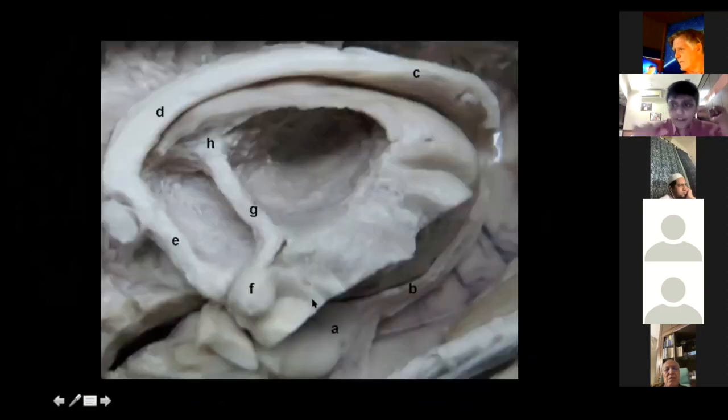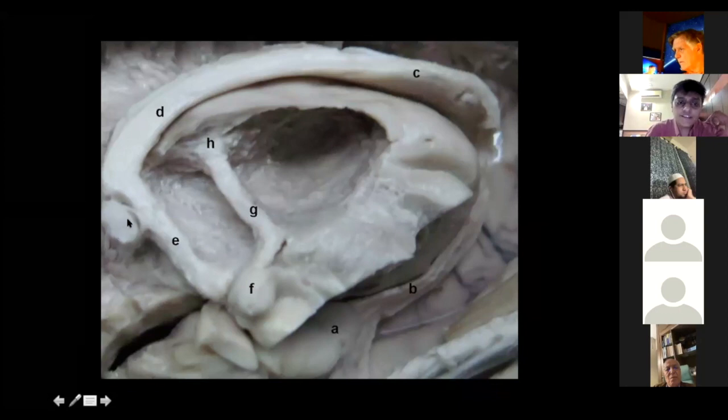Now let's come back to the Papez circuit. So now we have the hippocampus. The dentate gyrus has been removed here. You can see the fimbria very clearly going on to form the fornix and the mammillary body and mammillothalamic tract. This structure here running right in front of the fornix is your anterior commissure.